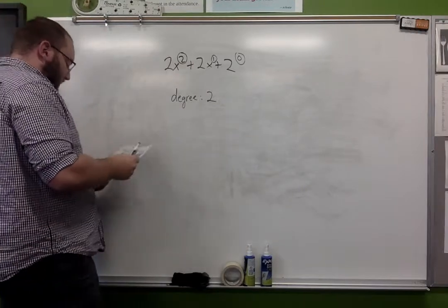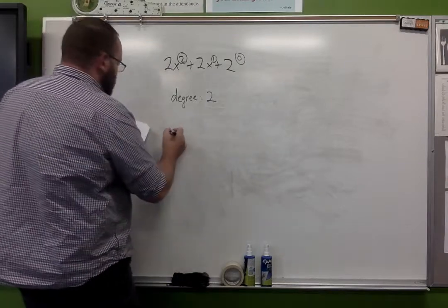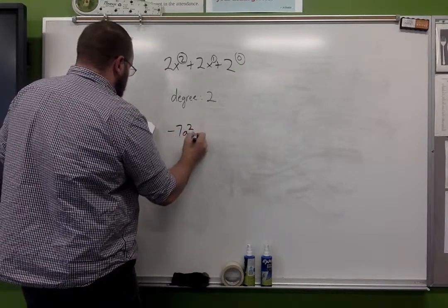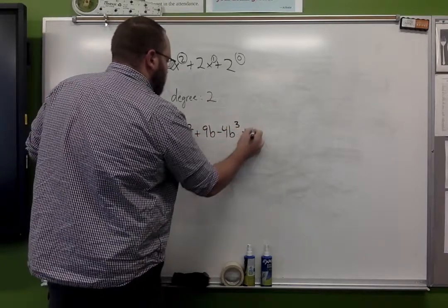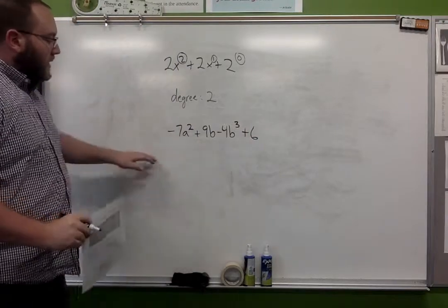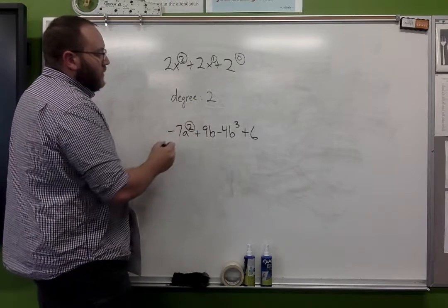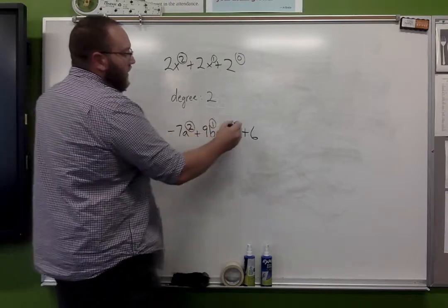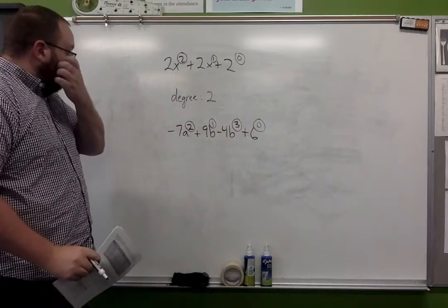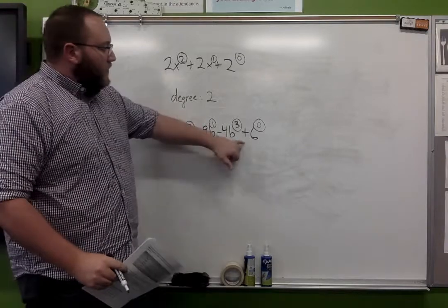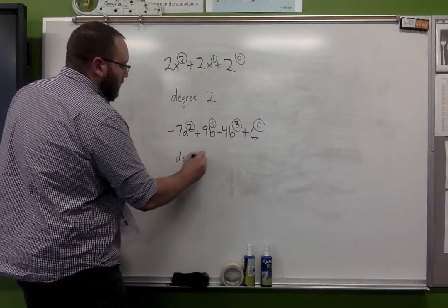If we had, let's go back to one that we had a second ago: negative 7a squared plus 9b minus 4b to the third plus 6. If we look at all of our exponents, here we have an exponent of 2, here an exponent of 1, an exponent of 3, and an exponent of 0. The biggest exponent here is a 3. So this polynomial is degree 3.